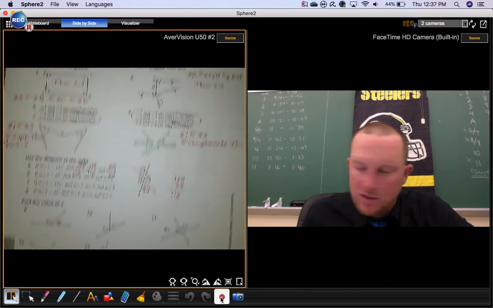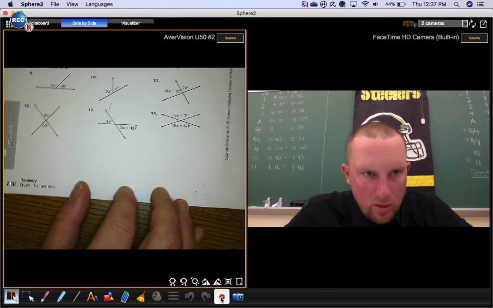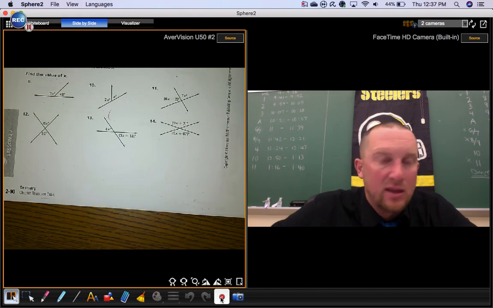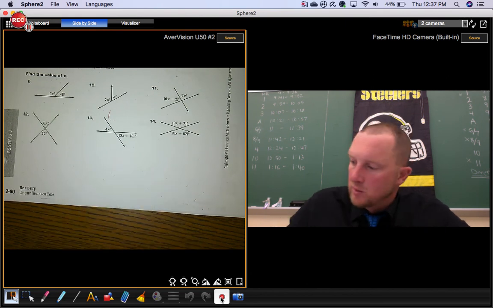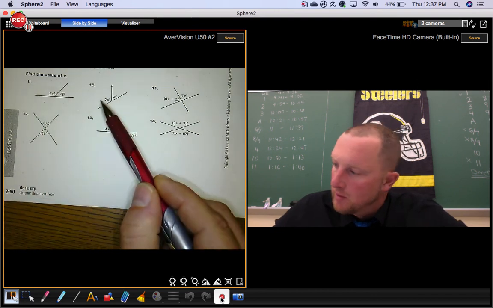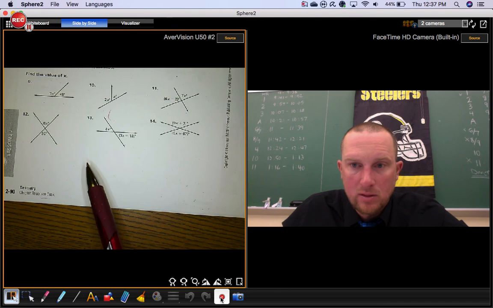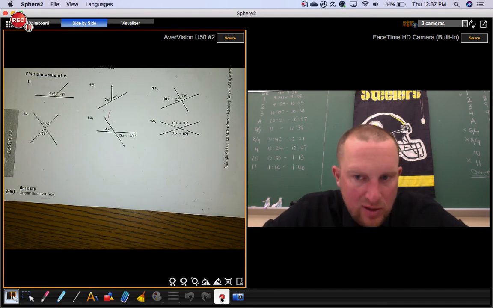This is PracA2 for section 2.7. We're going to look at numbers 9 through 14. They ask you to find the value of x. So what's happening here is you have angle pairs, and you need to know their relationships. And by knowing their relationships, you can then solve for that value of x.